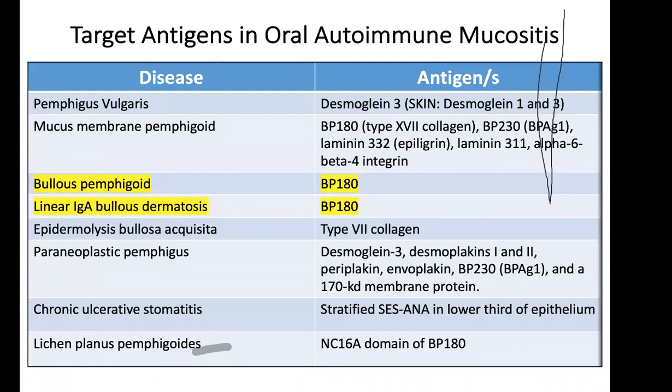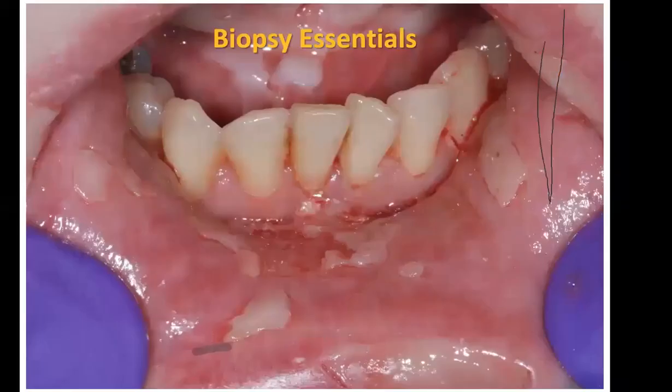I will be showing you a case of chronic ulcerative stomatitis that I tried to manage, and then another case of lichen planus pemphigoides. So we will talk about those when we get to those slides. So, biopsy essentials: a perspective from a practicing pathologist who does direct immunofluorescence on a daily basis.